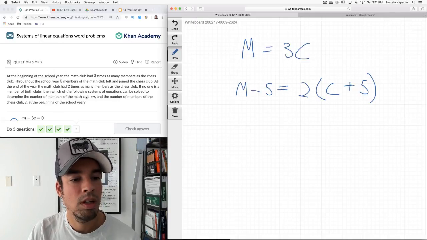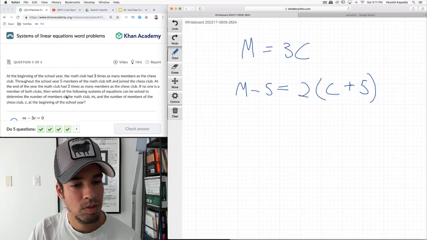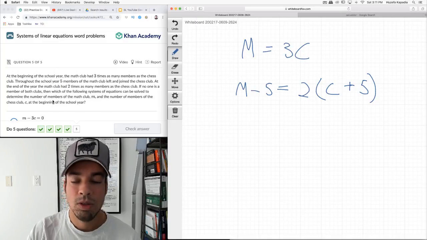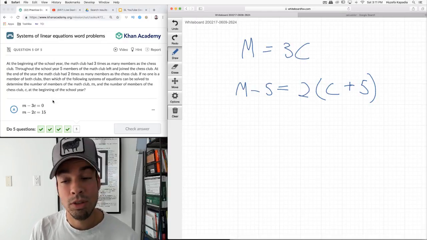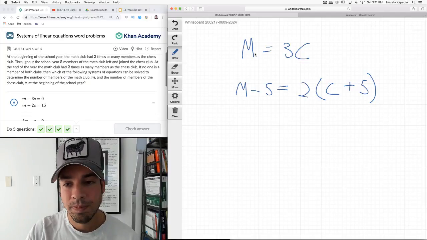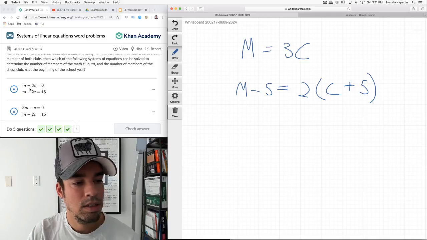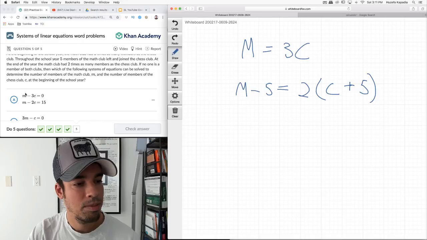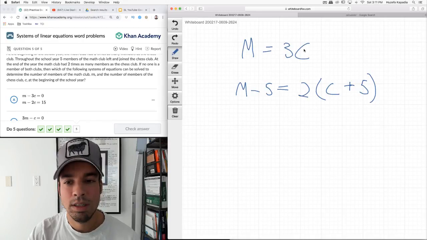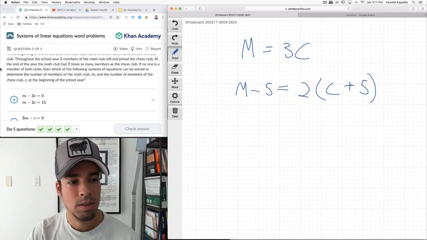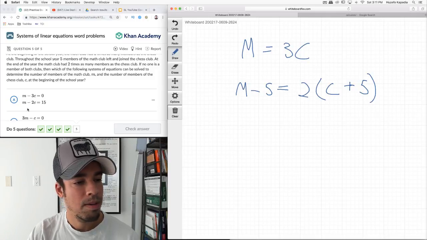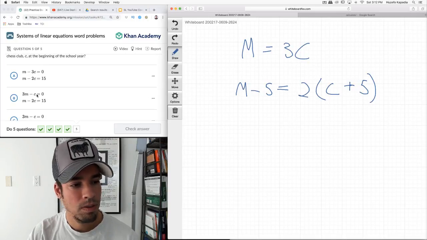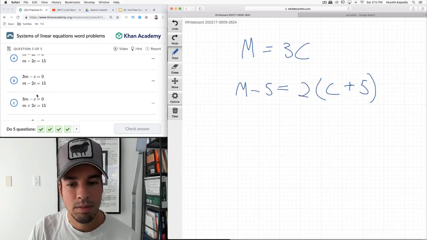If no one is a member of both clubs, okay, then which of the following systems of equations can be solved to determine? So now this is a question where we don't actually have to solve for C or M. We just need to match to the correct equation. Now you may be thinking that this is a bit bizarre, right? Why doesn't that one show up? But this is actually the same as this. M minus 3C is the same as if I subtract 3C from both sides and have 0 here. So M minus 3C equals 0 is right. This is wrong. So B and C can be eliminated.